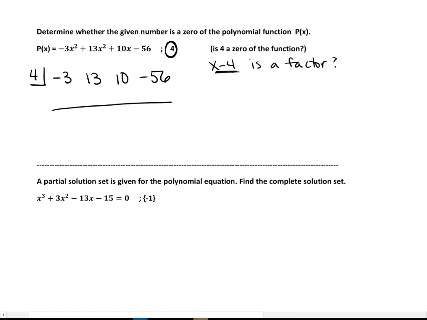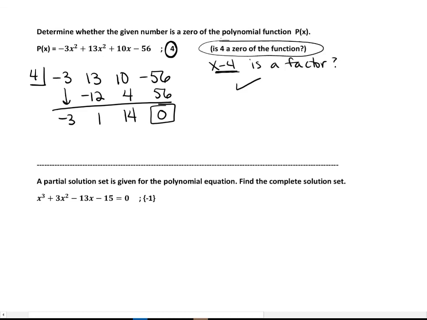So we're going to bring down the negative 3, multiply, get negative 12, add or combine, and I get 1. 1 times 4 is 4. Add, I get 14. 4 times 14 is a positive 56. So my remainder is 0, which means that 4 is a 0. It also means that x minus 4 is a factor.